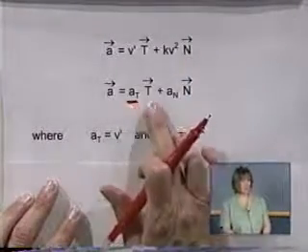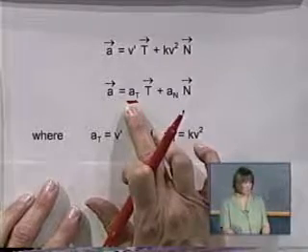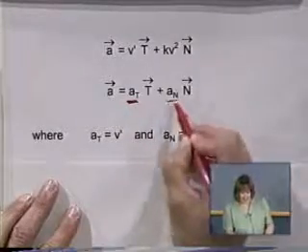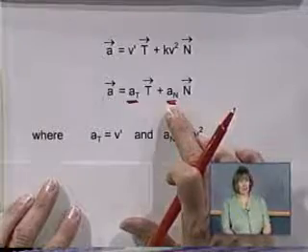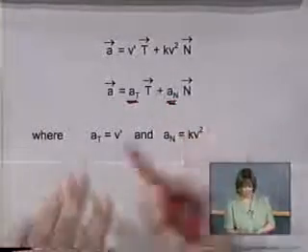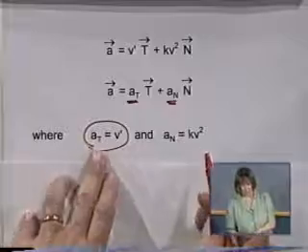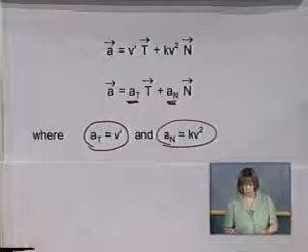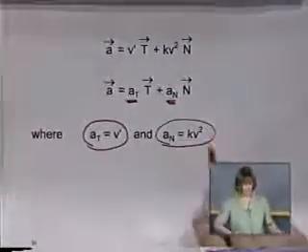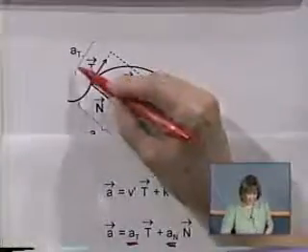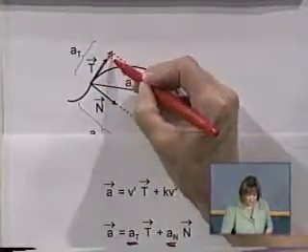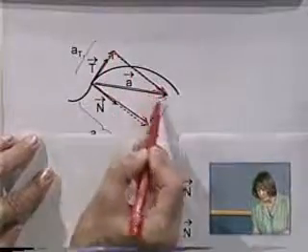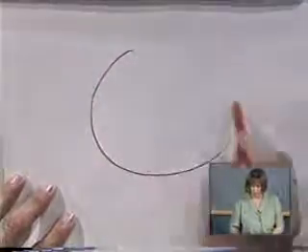This is your acceleration in the direction of the unit tangent vector. This is what's called your normal component. So you can represent your acceleration in the tangent direction as v prime, and the acceleration in the normal direction is kv squared. A sub T times T gives you this much, and this gives you this much, and the two added together equal your true acceleration.